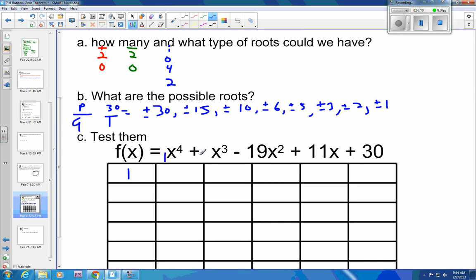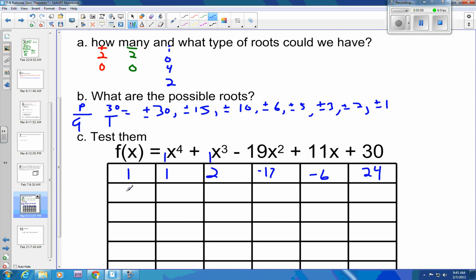Know that this is a 1, this is a 1, this is a negative 19, this is an 11, and this is a 30. So if this is my number that was in the box, I would bring my 1 straight down. I'd take 1 times 1 and then add it, and this makes 2. 1 times 2 is 2. 2 plus negative 19 is negative 17. 1 times negative 17 is negative 17, plus 11 is a negative 6. And 1 times negative 6 plus 30 is a positive 24. So that one did not work because we have a remainder. So then I'm going to try another number.